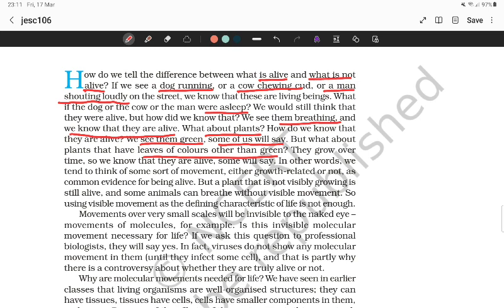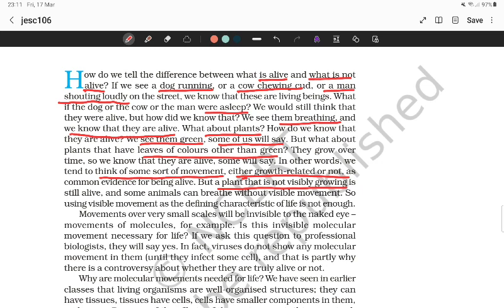Are they living? No. So sometimes we think that some sort of movement, either growth related or not, is common evidence for being alive. If any organism is showing some growth, then apart from breathing, we can say that movement can also justify an object being alive. But plants, do they grow? Do they move? Do they show any kind of movement? If not, क्या plants living नहीं हैं?